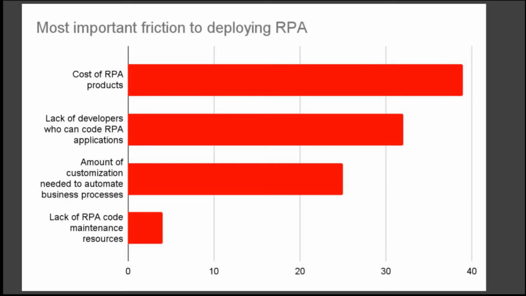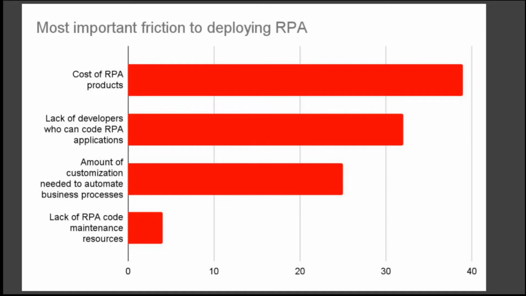So the question is, why would you want to use Ranorex Studio for robotic process automation? Well, here's what over 450 technology leaders had to say regarding the biggest barriers to RPA. Almost 40% say the cost of RPA products is the number one barrier. Another leading barrier is the lack of developers who can actually code RPA applications, followed by the amount of customization needed to automate business processes, and also the lack of RPA code maintenance resources was low on the list, but still made it to the responses.